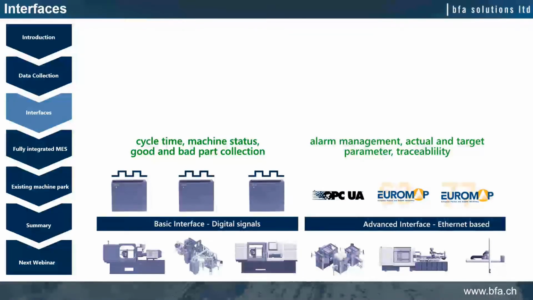Then there's the more advanced interface. This is a direct Ethernet connection to the machine. This offers the same features as the basic interface, with the added benefit when connected over a Euromap 77 or OPC UA. For assembly, the amount of machine data is much higher and complex. It is also possible to read and write data from the MES back to the machine or other production equipment.